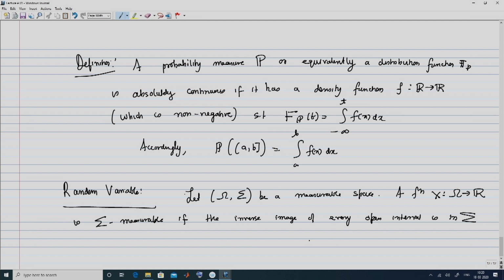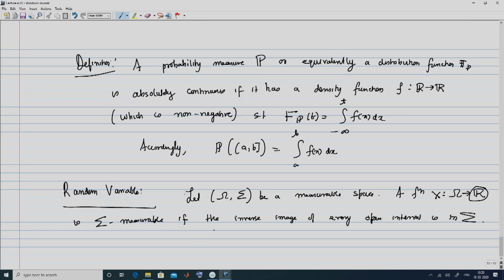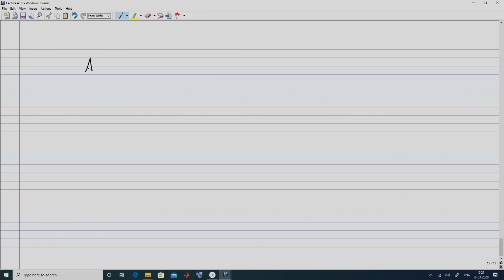So, what I am saying is that a function X which is defined from omega to R is said to be sigma measurable if the inverse image of every open interval, any open interval in R, belongs to sigma. Then we say that this function X is sigma measurable. So, in other words, X inverse of any open interval (a, b) belongs to sigma. So, a measurable function on (omega, sigma) is also called a random variable. That is your definition of random variable in the continuous setup.